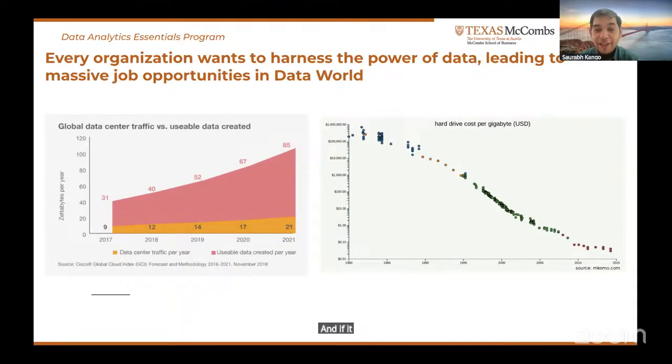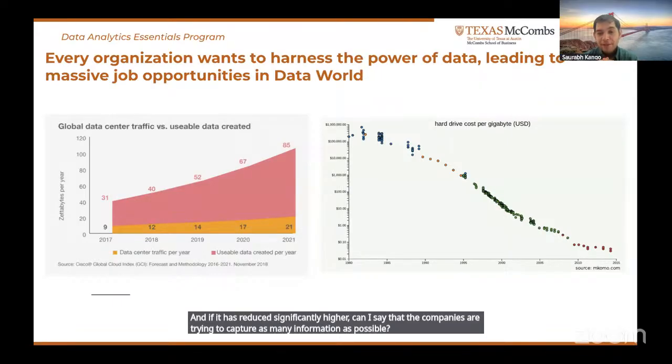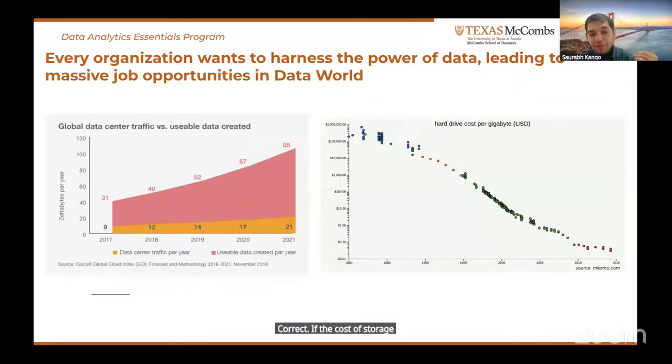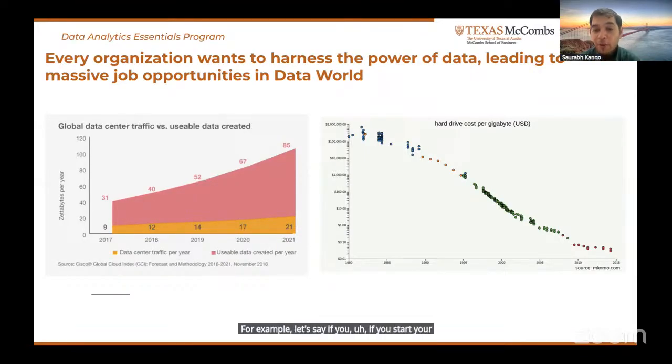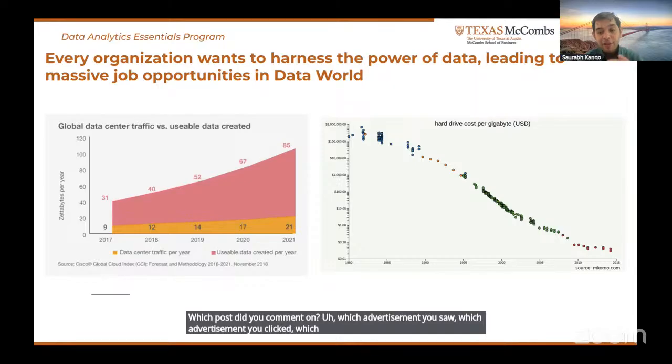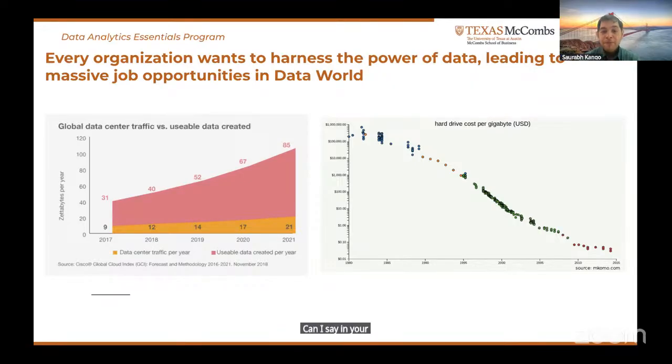And if it has reduced significantly, can I say that the companies are trying to capture as much information as possible? Correct? If the cost of storage has decreased, can I say the companies want to store all the information about you? For example, if you start your mobile phone and go to Instagram, does Instagram capture all your information? Like where did you log in from? When did you log in? How much time did you log in? Which post did you see? Which post did you not see? Which post did you like? Which post did you share? Which post did you comment on? Which advertisement did you see? Which advertisement did you click? Which advertisement did you see but not click? Can I say in your 5 minutes of the journey, Instagram is able to capture all of this information? What do you think? Is it happening?